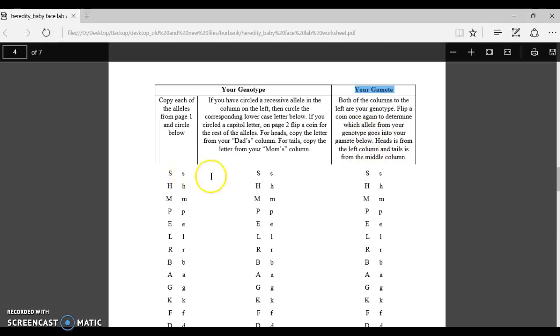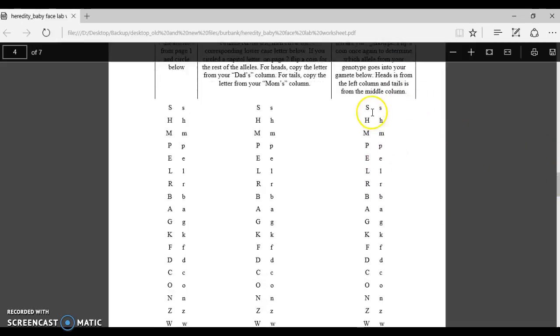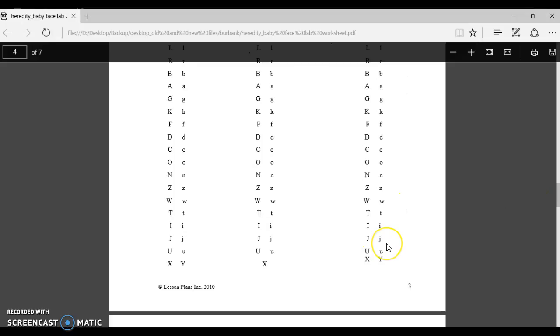So if you flipped a coin, let's say heads is from the left column and tails is from the middle column. If you flip a coin and it's heads, you would choose whatever symbol you have on this side, whether it was a dominant or recessive S trait. If you flip a coin and it's tails, you choose whatever you chose from the middle one, from your parents. Once you fill it out all the way down, you have to flip a coin for each of these for the gamete. So you're going to flip a coin 23 times for this. Once you get to the very bottom, you officially know what all the genes are that would be found in your sperm or egg.